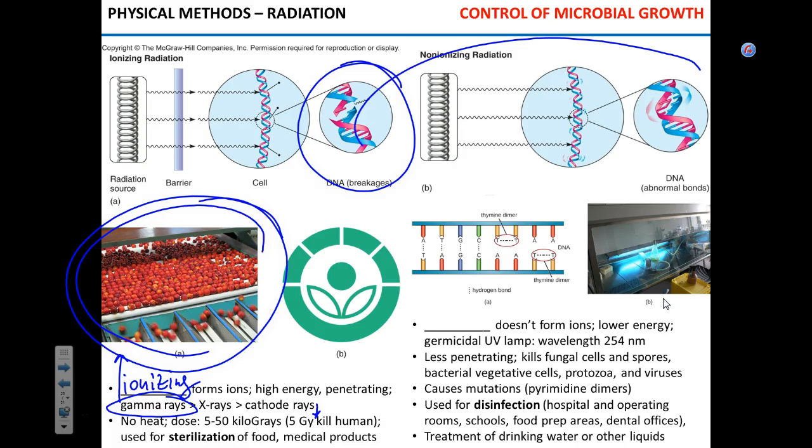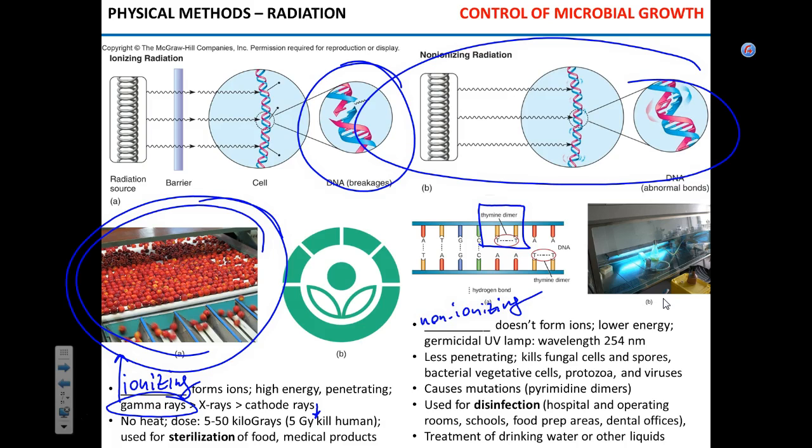Okay, non-ionizing, it's UV light. UV light leads to the formation of thymine dimers, okay? So it's non-ionizing. It has lower energy, doesn't kill endospores, kills vegetative bacteria, kills fungal cells, viruses, protozoa. So it's not sterilizing, it is rather disinfecting. Can be used for operating rooms in hospitals.